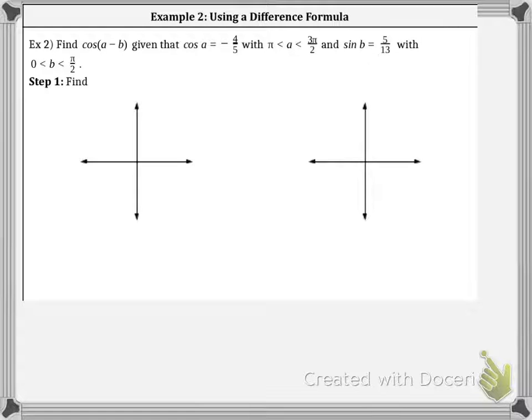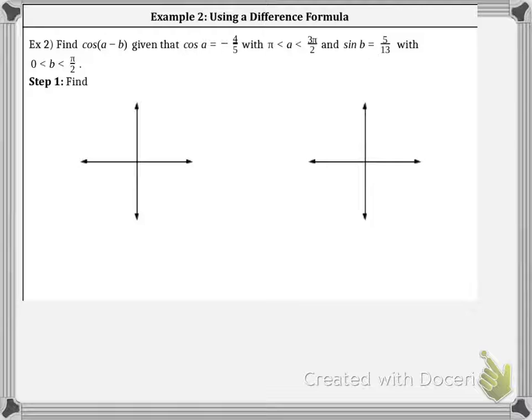This is going to be for the case when we're not using a unit circle. So we have cosine of A equals negative 4 over 5, and A is between pi and 3 pi over 2. Then we see sine of B is 5 over 13, and B is between 0 and pi over 2. So it's telling us what quadrant we're in.